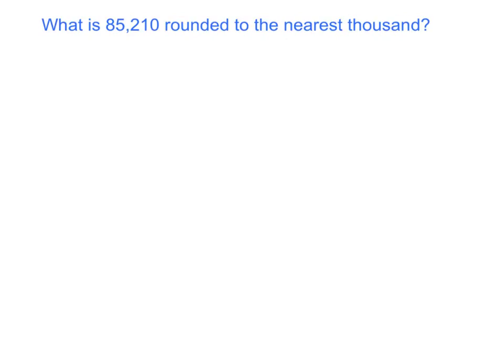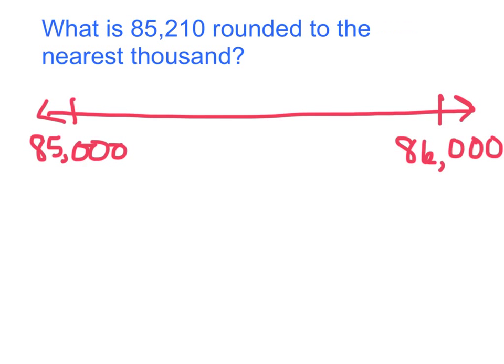Now let's use an example that uses a larger number. We're going to round 85,210 to the nearest thousand. First, let's draw a number line to help us. We create our number line with 85,000 at one end and 86,000 at the other. The exact center of our line will be 85,500. That's halfway between. And then let's make our interval marks for 85,100, 85,200, and over here 85,600, 700, 800, and 900 before we get to 86,000.